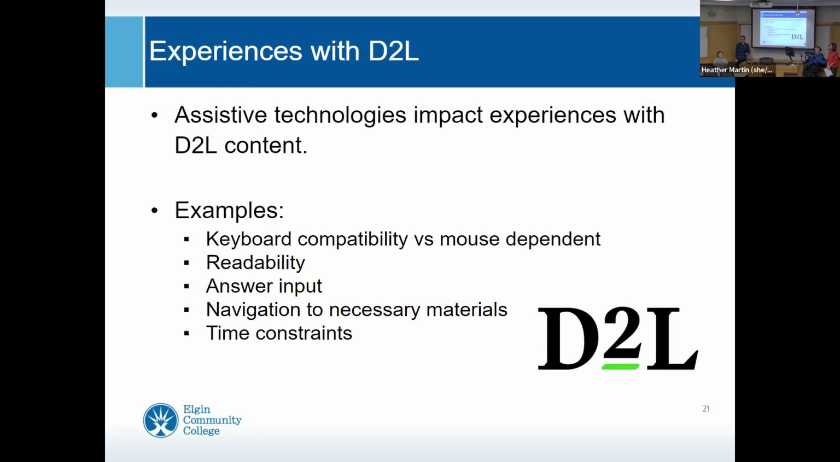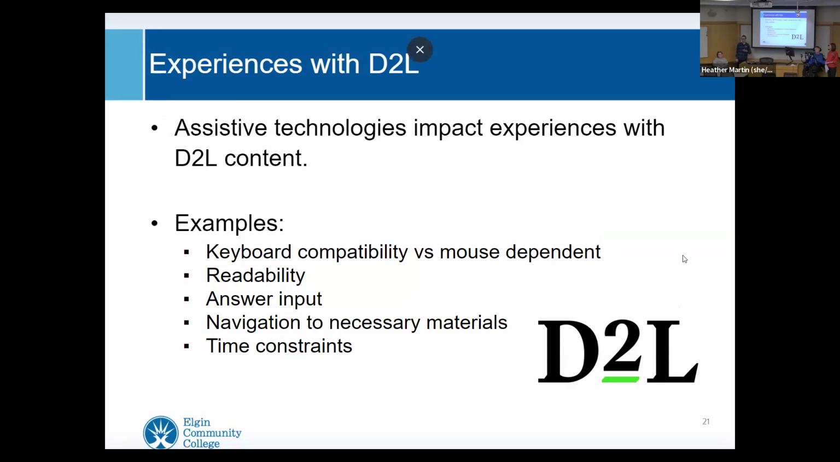The effectiveness of an assistive technology in D2L will depend on a couple different things, such as if something is keyboard compatible or if it's mouse dependent. If something is keyboard compatible, then that's great for accessibility purposes. But if it's mouse dependent, then there will definitely be some issues. Content readability is also important, as you heard Jess talk about in the labeling question. It was hard to read the diagram, so it's important to have readable materials that are clear and legible.